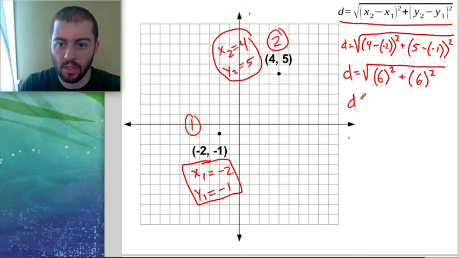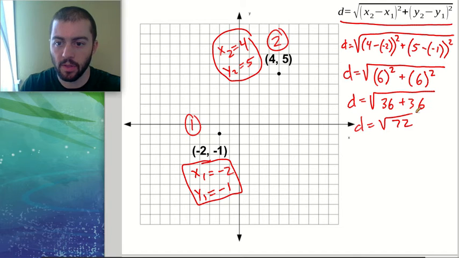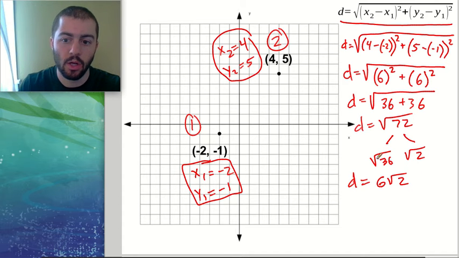So then we can keep simplifying our way down. We would have 36 plus 36, or square root of 72. Okay, so once we get down to distance equals square root of 72 here, technically we could be done, but really the best practice here would be to simplify this radical down, right? So if we break this radical down into square root 36 and square root 2, then we can say that the distance would be 6 square root of 2.